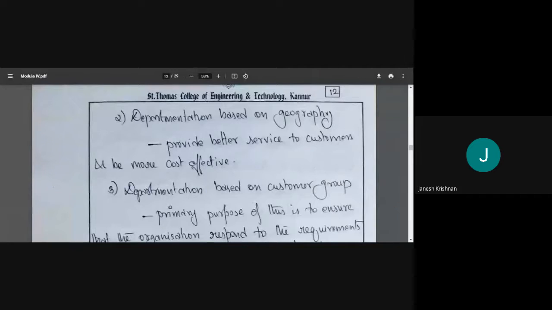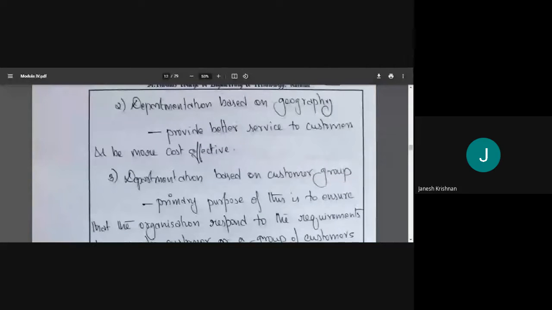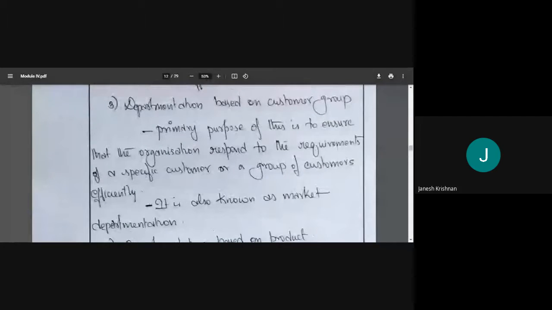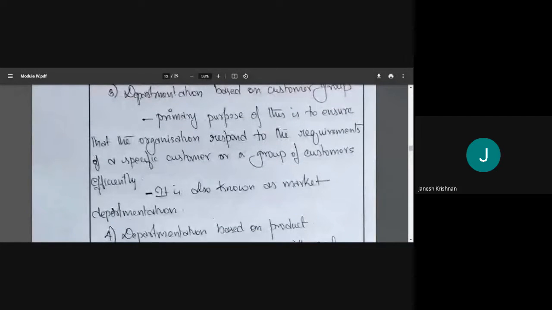Then departmentation based on customer group. Customer group means the primary purpose of this is to ensure that the organization responds to the requirements of a specific customer or a group of customers. It is known as market departmentation. Okay. Customer group means, you can take the example of banking. You might have seen, in banking, we have NRI. Sometimes there will be an NRI branch itself. They are dealing with only non-resident Indians.